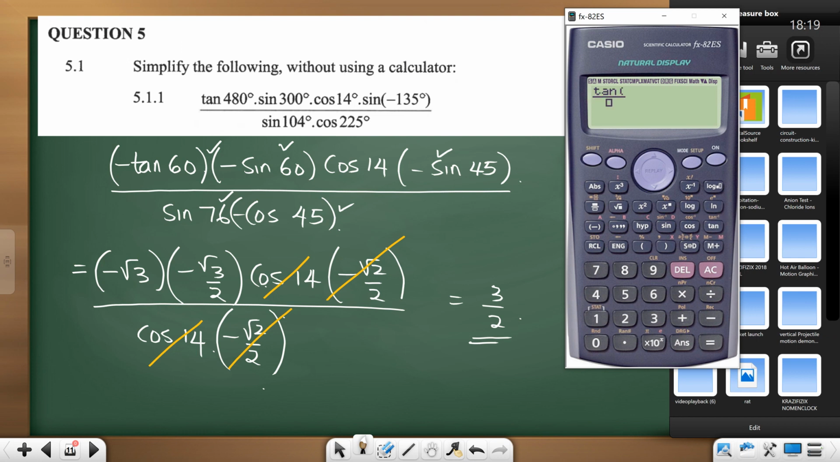What do we have? 10, 480. Close the bracket. Sine 3. You know this one? You can even teach a grade 8, this thing here. Sine negative 135. This one is for grade 8 learners. Sine 104. The bracket and cos 225. Close the bracket. Done. I have my 6 marks in the bag.